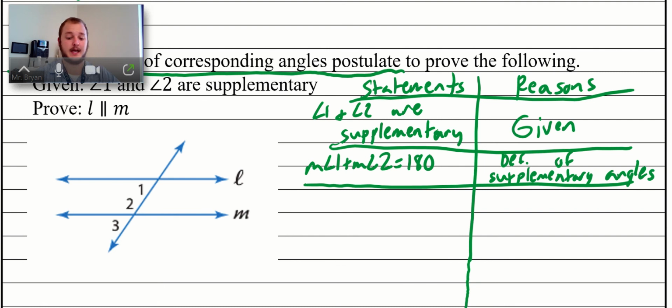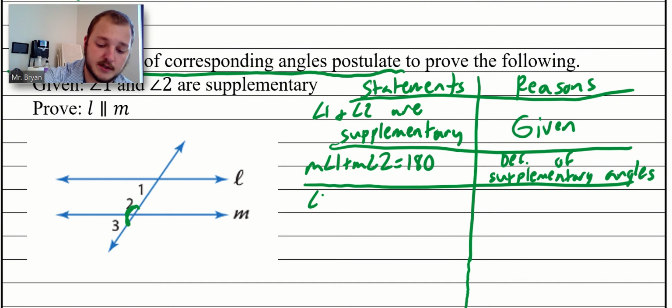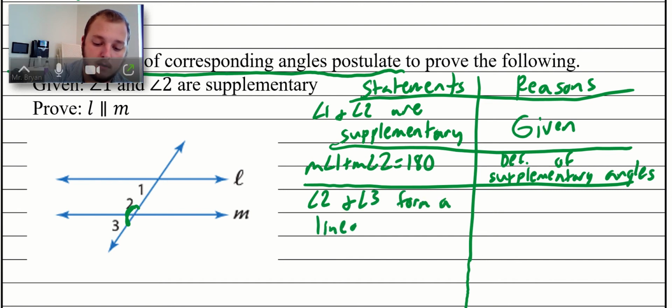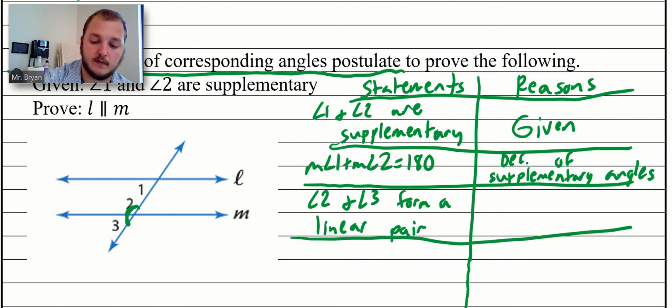And like we've said, I can't say anything about 1 and 3 because that would mean the lines are parallel. I'd have to be told that already. But I can see here, if I look at 2 and 3, I do know information about 2 and 3. Remember, they're on the same line and they're right next to each other. So this is what we call a linear pair. And so this is exactly what I'm going to say: angle 2 and angle 3 form a linear pair.